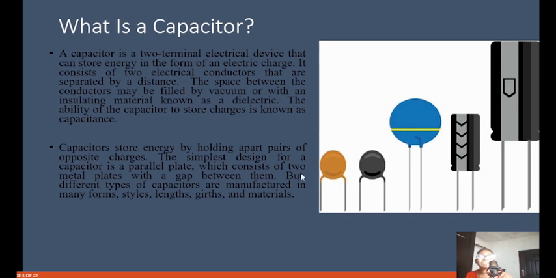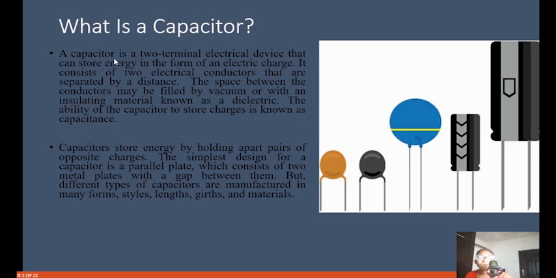That are separated by a distance. You can see the distance. They are separated by a distance. The space between the conductors may be filled by a vacuum or with an insulating material known as a dielectric. The ability of the capacitor to store charges is known as capacitance.